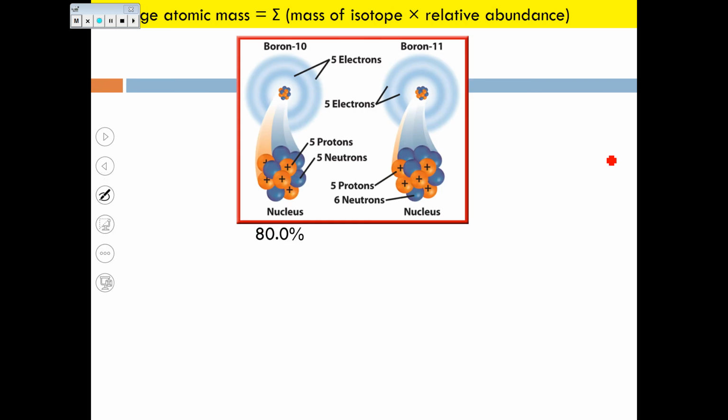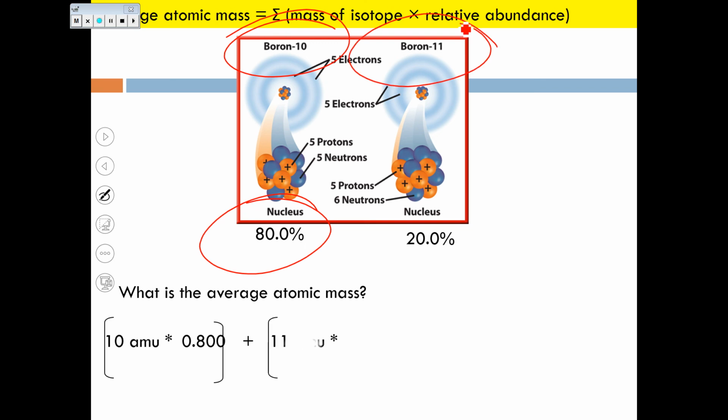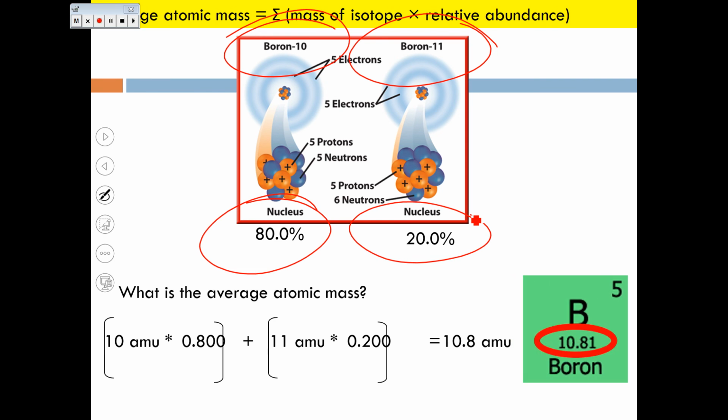Let's do this one. We have boron 10 and boron 11. Boron 10 has an abundance of 80%. Boron 11 has an abundance of 20%. So here, to calculate the average atomic mass, you take the mass of the first isotope times its abundance in decimal form, plus the mass of the second isotope times its abundance in decimal form to give you 10.81 AMUs. If the numbers are slightly different than the periodic table, it's just a matter of rounding and sig figs that different books use, but as long as you are ballpark, then you should be good to go.